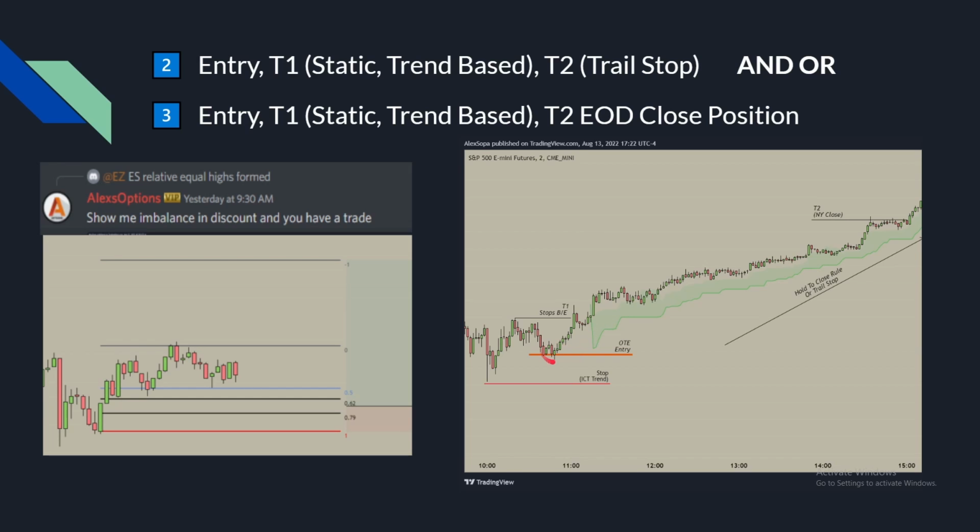So if you took this entry, took your T1 with your stops to break even, and then kind of let this go into lunch, the second we start moving aggressively higher after lunch, you would say that's a hold to the close rule. Keep your stops at break even, or you can move them up if you'd really like to, or you can trail them and just close when New York closes, and that would be your T2, end of day close position. So ICT, super, super simple, very similar to Strat, but slightly different.